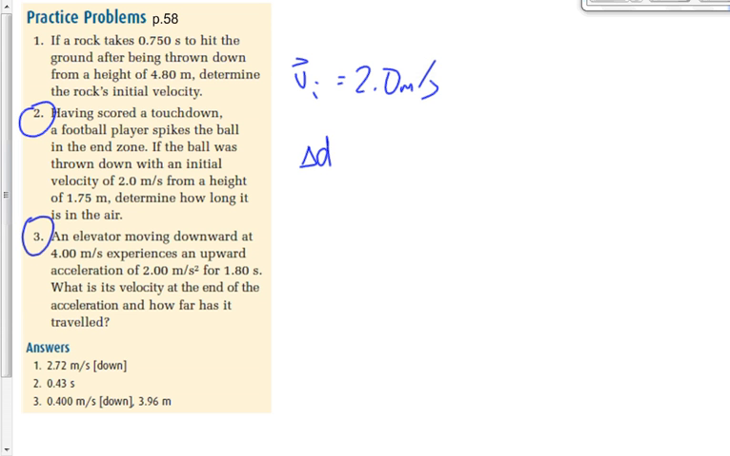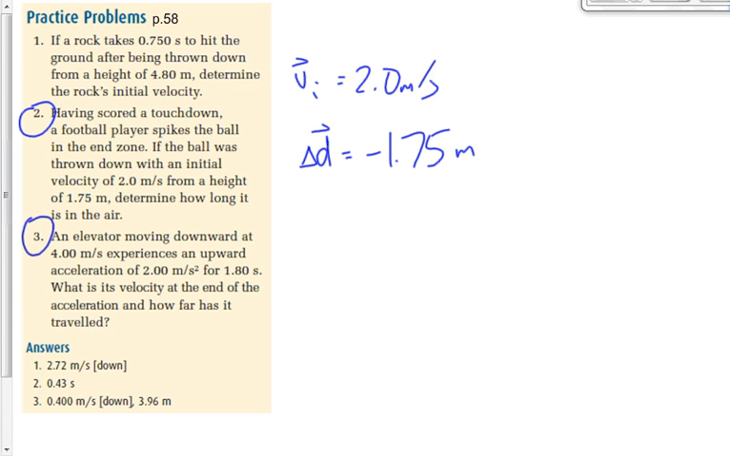But it's downward, right? Because the ball ends up below where it started, right? So the displacement will be a negative value, right? Make sense? We're going to make it negative 1.75 meters. Is that it?